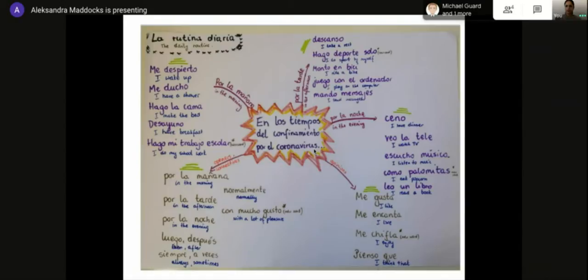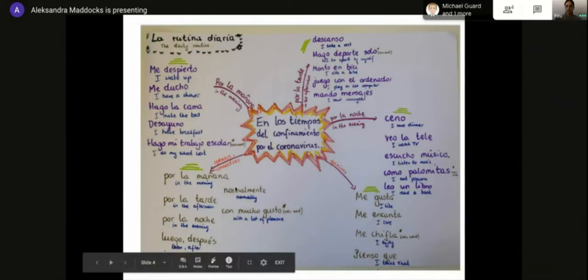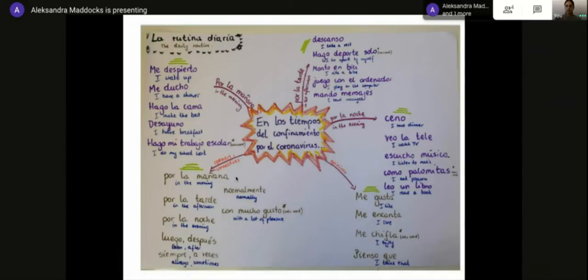The aim of this mind map is to remind you of the words of routine, daily routine, what we always do, and to look at the adverbs of frequency, adverbs of time. So let's have a look. And I'm hoping that you are repeating with me. I'm going to go through them slowly, giving you enough time to do it in the shelter of your own home. So there you go.